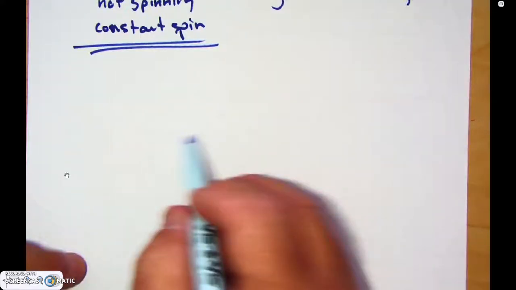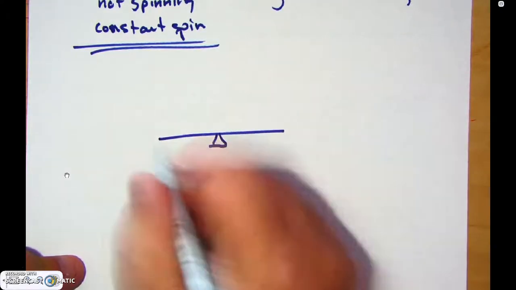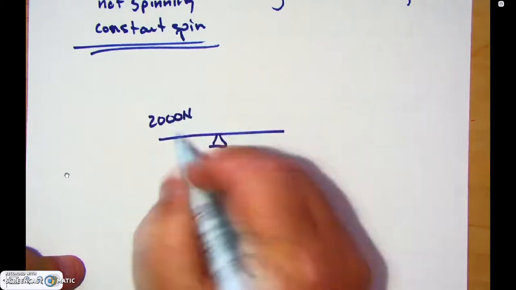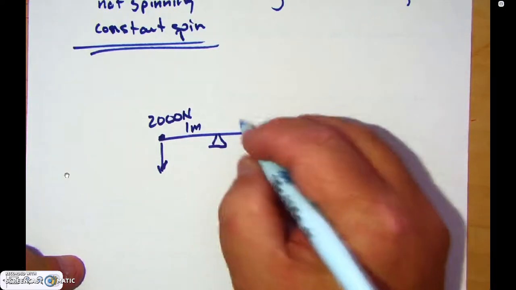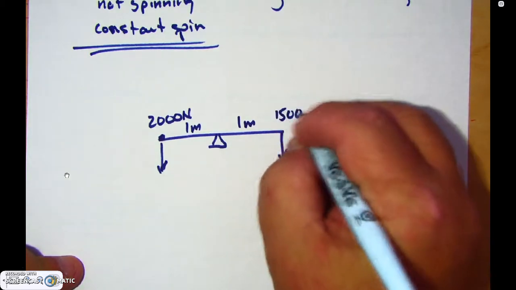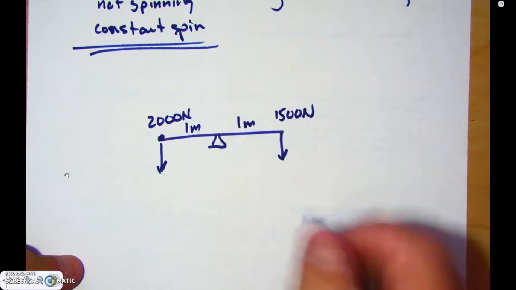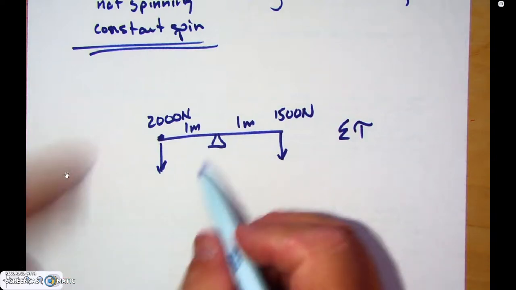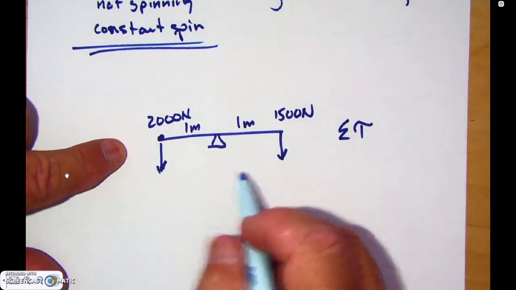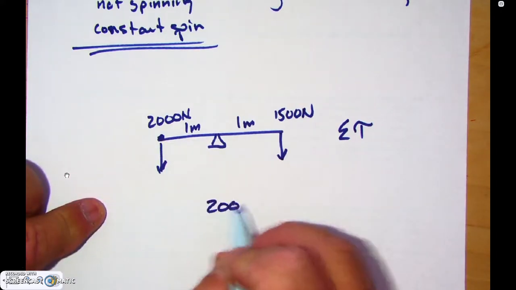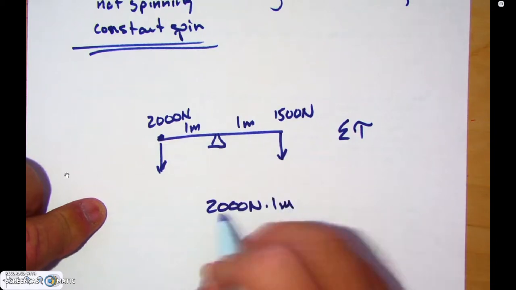So let's take a board, and let's just put a board there, and let's put a 2,000 Newton person out here. That's a seesaw. And over here, I'm going to put a 1,500 Newton person. And I want to figure out what's the sum of the torques. What's the net torque? Well, if I look at this way, well, we know torque is force times lever arm. So the torque from this person is 2,000 newtons times 1 meter.